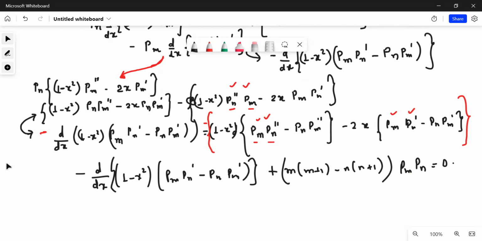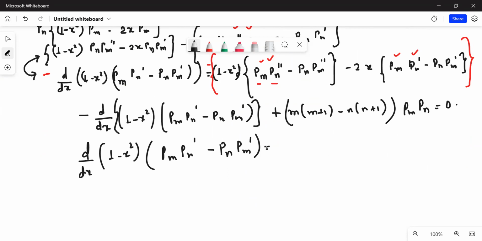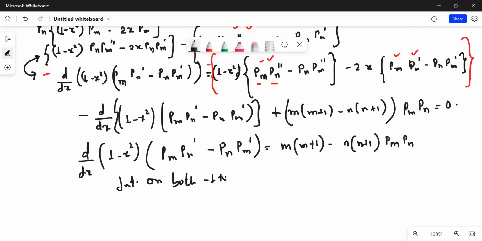So what I'll do, I'll simply take this entire stuff there. So I'll get d by dx of 1 minus of x square, and then I have pm, I have pn dash minus pn, I have pm dash, and I can write it as m into m plus 1 minus n into n plus 1. I have pm pn. Okay, so this is what I have to do. I will integrate on both sides from minus 1 to 1. So I'll integrate on both sides from minus 1 to plus 1.